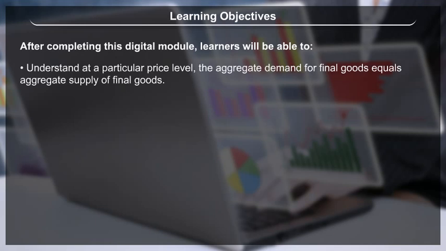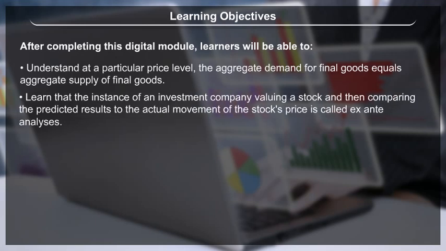Learning objectives. After completing this digital module, learners will be able to understand that at a particular price level the aggregate demand for final goods equals aggregate supply of the final goods. Learn that the instance of an investment company valuing a stock and then comparing the predicted results to the actual movement of the stock's price is called ex ante analysis.